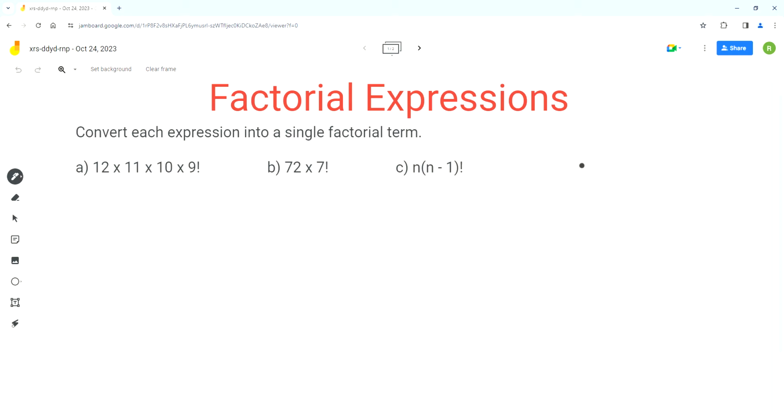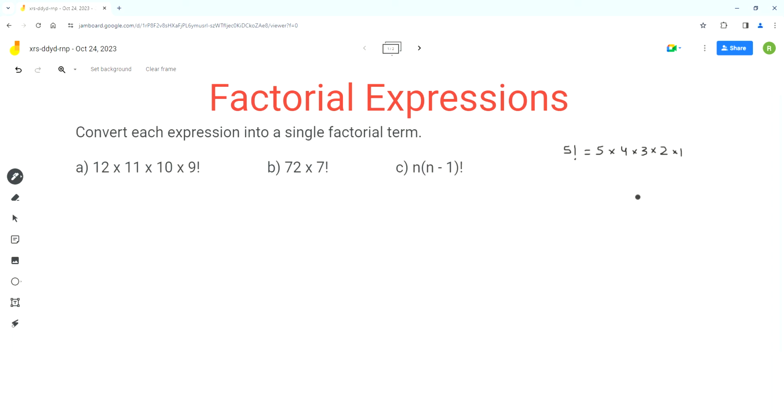solve this problem. So as you may know, a factorial represents multiplying a number by all whole numbers below it all the way to 1. So that means 5 factorial can be written as 5 times 4 times 3 times 2 times 1.